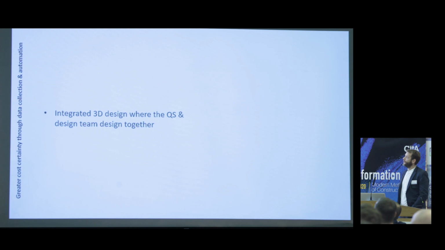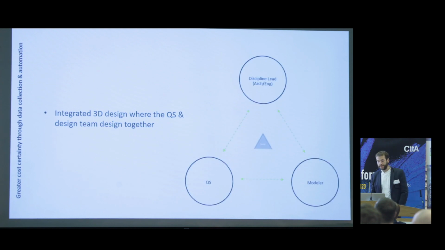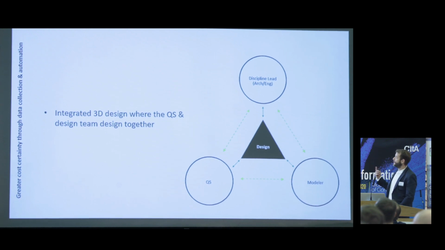Integrated 3D design, where the QS and design team design together. Again, a trifecta. Discipline leads on the top, either architect or engineer, could be facade architect, plumbing engineer, electrical engineer, with their modeler, with the QS, to deliver a design. This is the only way it will work in the future in order to get true cost certainty and value creation from a cost perspective. You will ask me what about contract structures and agreements and so on. We can get into that in detail, but for now this is a quick introduction to what we see the QS as in the future.